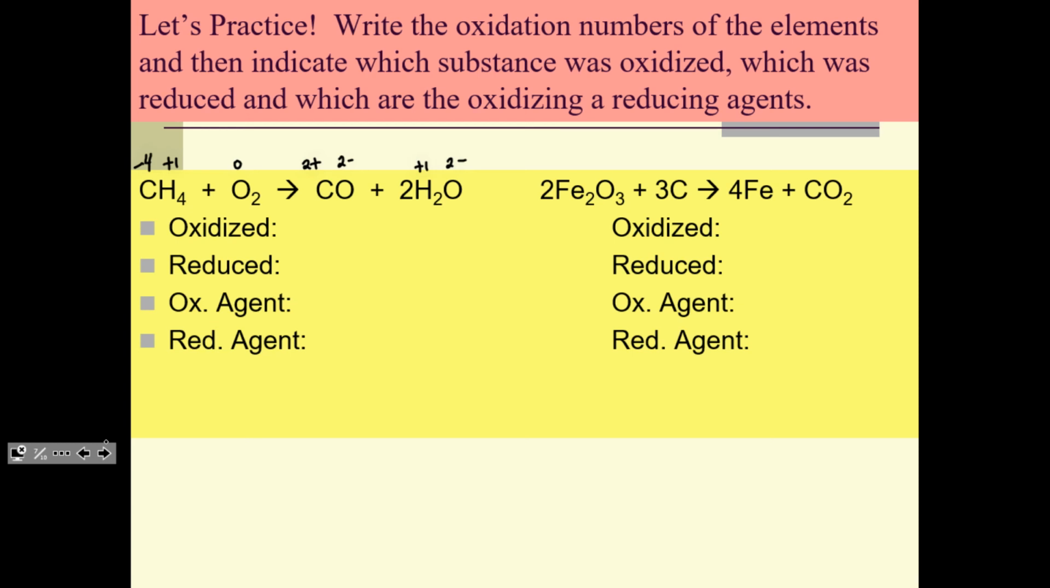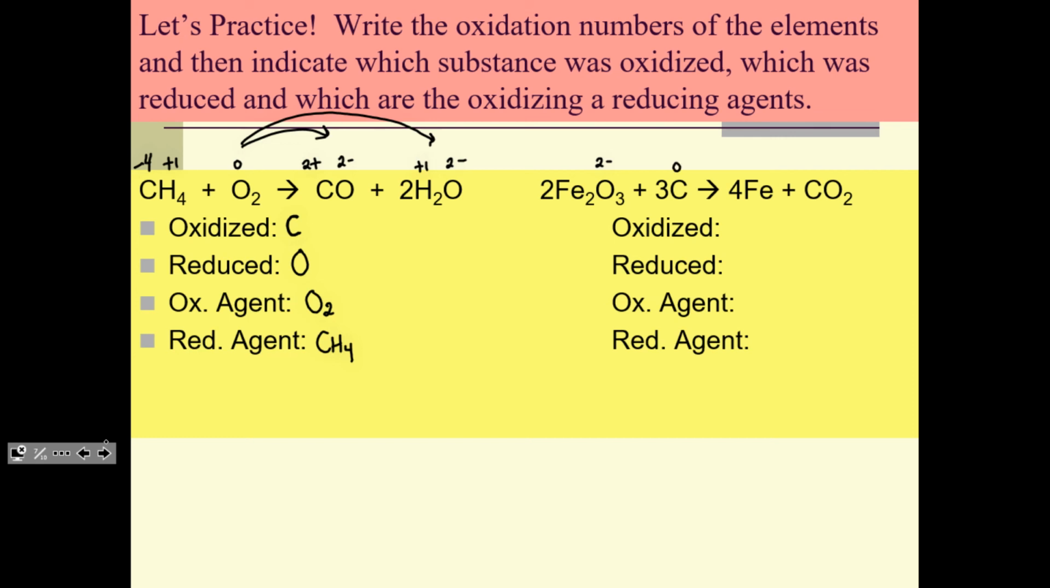So carbon has gone from a -4 to a +2, which means it has increased in number, and to do that, it had to lose a bunch of electrons. And so carbon has been oxidized, which means the reducing agent is CH4. Oxygen went from a 0, and then in both cases went to a 2 minus. So it has gained 2 electrons, which means oxygen has been reduced, and the whole compound would be the oxidizing agent.